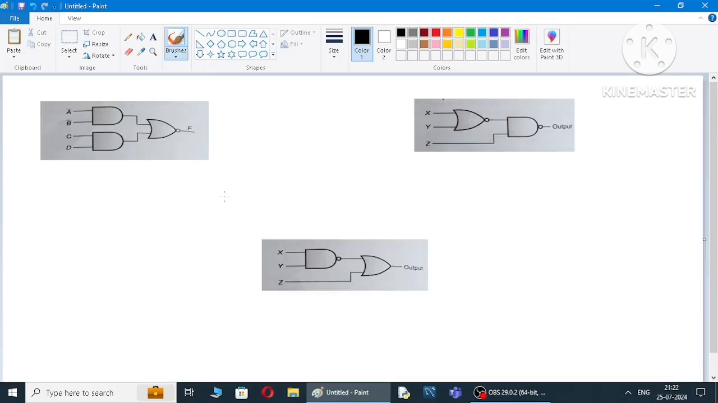Now we'll learn how to find the expression for a given logic circuit. This is very easy. Look at the first picture. Look at the inputs here. This is A bar, this is B bar. So there are two inputs, A bar, B bar, A complement, B complement. It is put in an AND gate. What is an AND gate? Logical multiplication. So the output of this gate will be the first input multiplied by the second input.